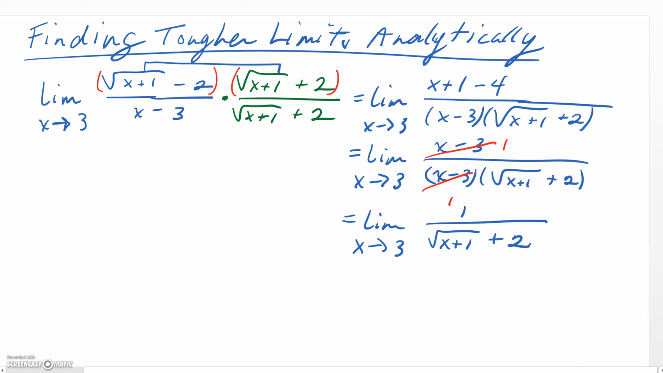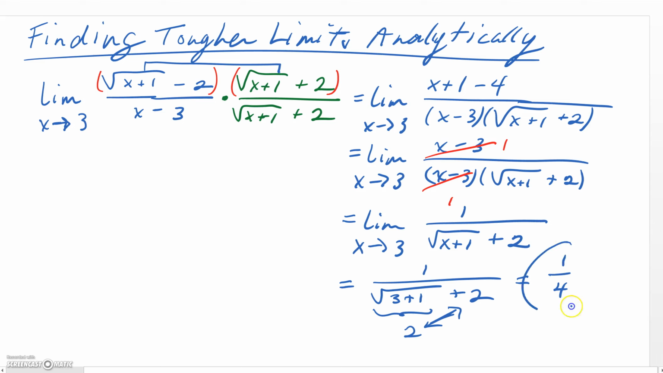Now at this point, we can see that if we substitute 3 directly in, we can evaluate this limit. And here's what we get. 1 divided by the square root of 3 plus 1 plus 2. And the square root of 3 plus 1 is the square root of 4, which is 2. And so that means we get a 2 for that. And 2 plus 2 is a 4. And there's a 1 in the numerator. And so this limit is equal to 1/4.